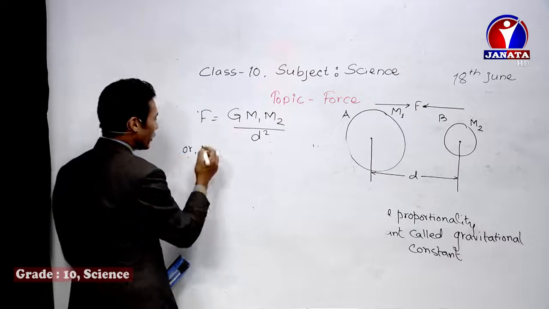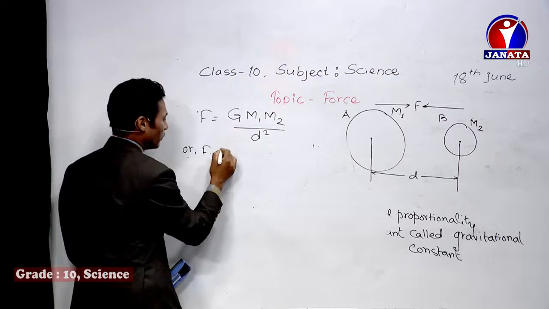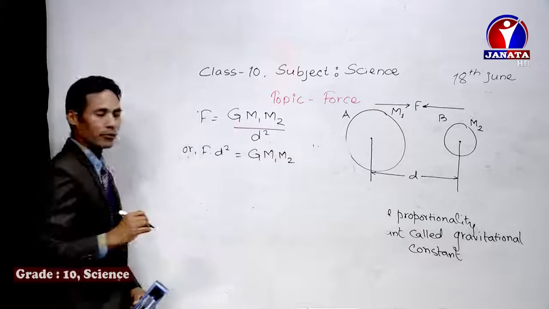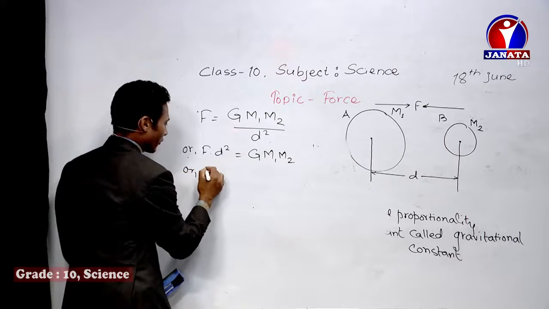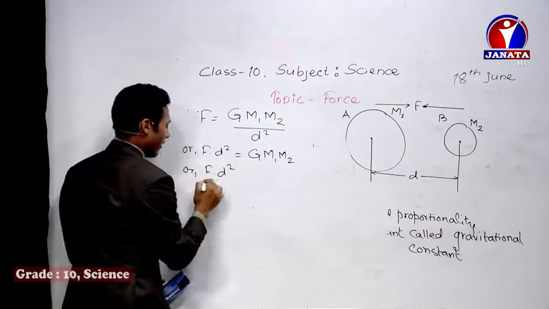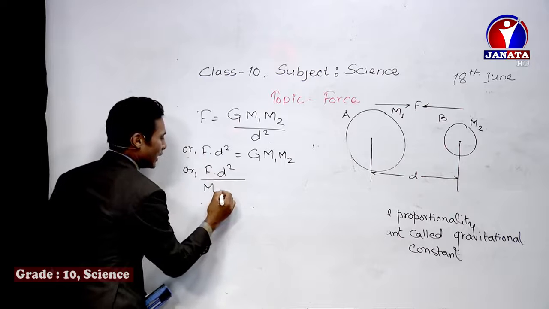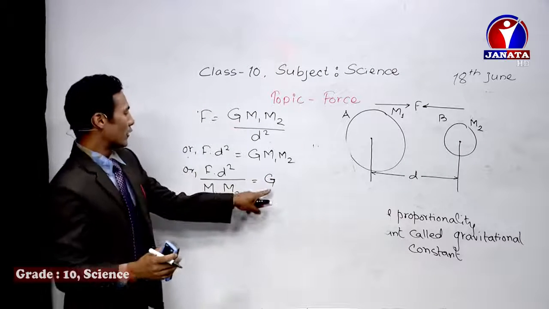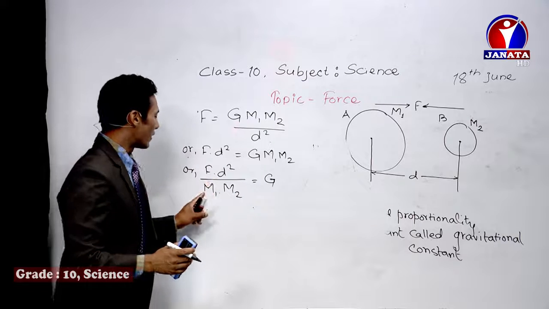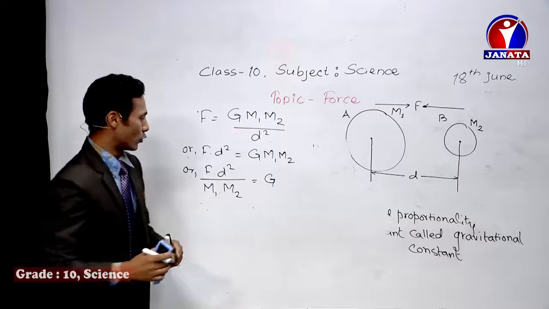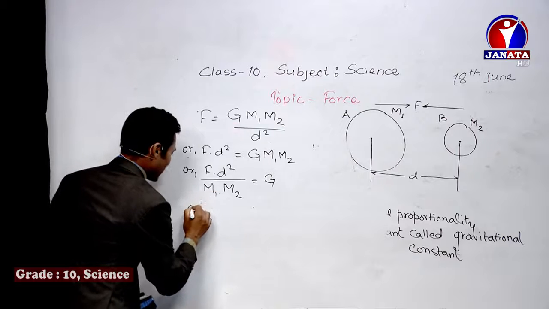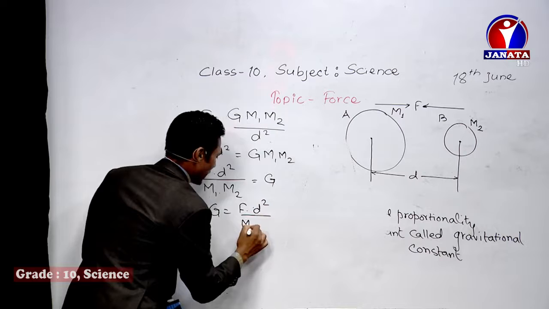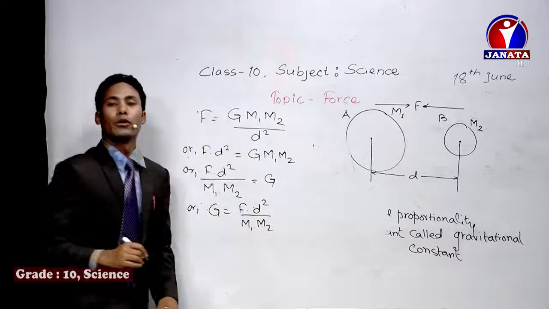Let's separate this G. So can we write F into d square equals G m1 m2? We can write, right? So let's simplify this further. F into d square by m1 into m2 equals G, right? So let's arrange this. So G equals F into d square by m1 into m2, right?